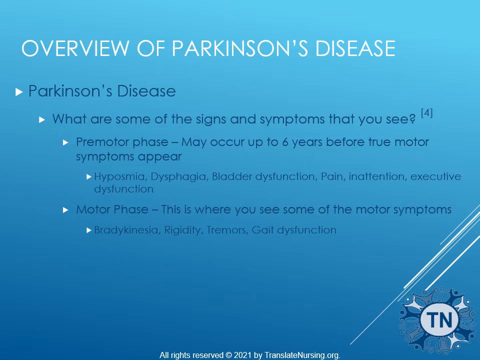Now, as the patient progresses with more and more symptoms of their Parkinson's disease, eventually they'll move into the motor phase, and this is where you actually see some of the true motor symptoms of Parkinson's disease, including the bradykinesia, the rigidity, the tremors, as well as some gait dysfunction. But again, this list is not comprehensive by any means.